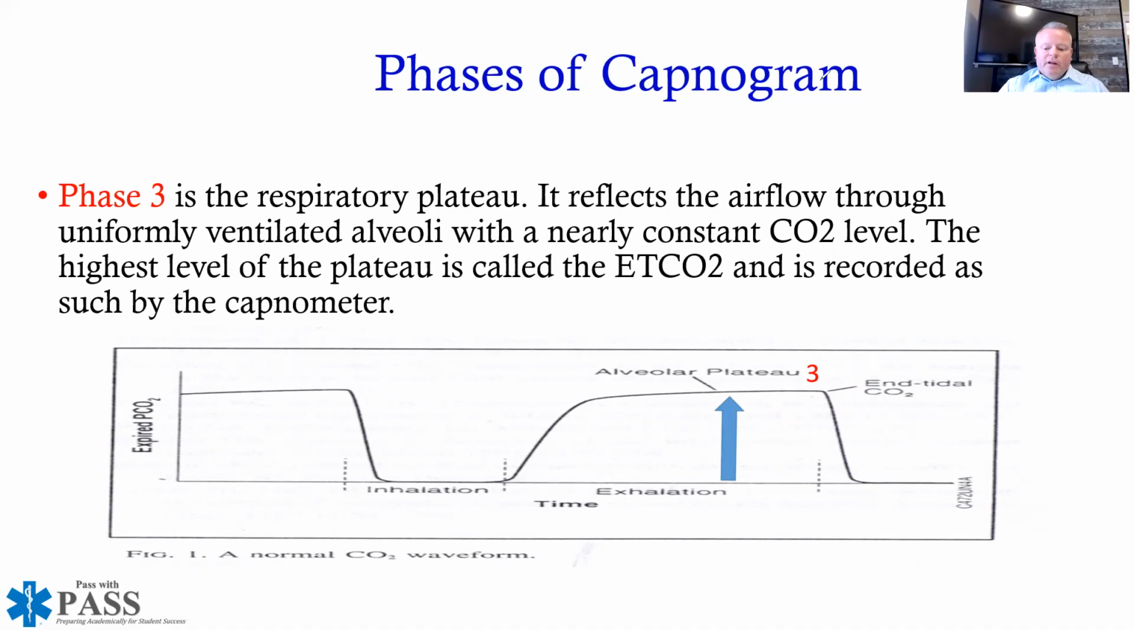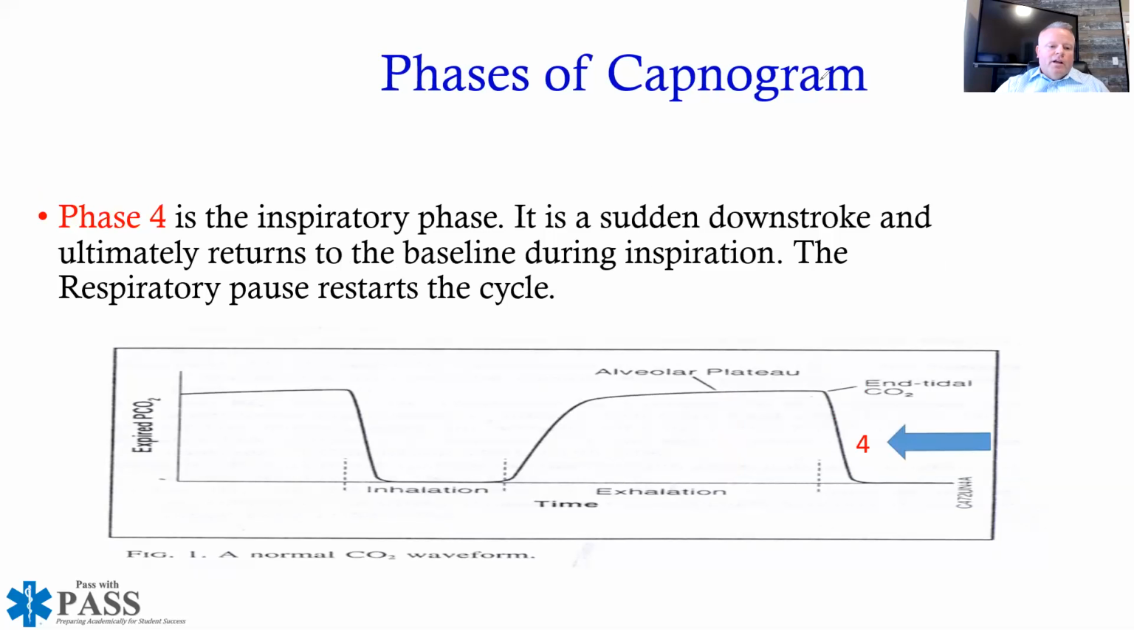After we have exhalation, what are we going to have? We're going to have inhalation. So phase 4 is the inspiratory phase. As soon as I'm finished exhaling, the patient is going to take a deep breath, and then you're going to have that sudden downstroke or drop-off back down to the respiratory baseline. Remember, we're not looking at oxygen, we're looking at CO2, and because of that, it is going to drop off very, very rapidly. Those are the 4 phases of your capnogram.